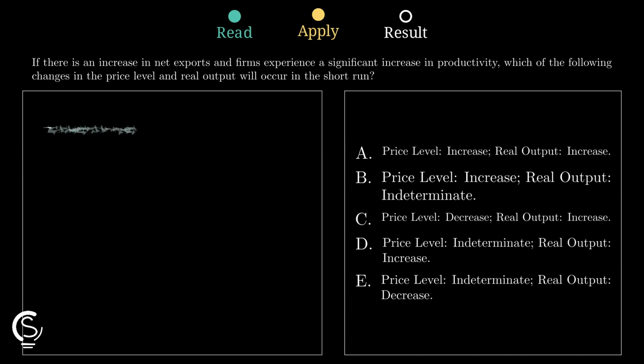Next, a significant increase in productivity shifts the short-run aggregate supply curve to the right. This specific movement increases the real output but actually works to decrease the overall price level.